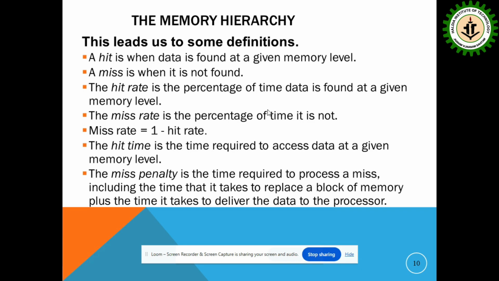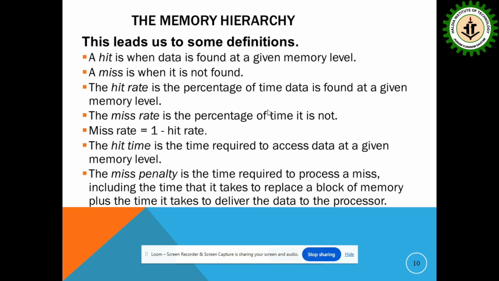Now, this leads us to some definitions. A hit is when the data is found at a given memory level, and a miss is when it is not found. The hit rate is the percentage of time data is found at a given memory level, and the miss rate is the percentage of time it is not. So miss rate is equal to 1 minus hit rate.